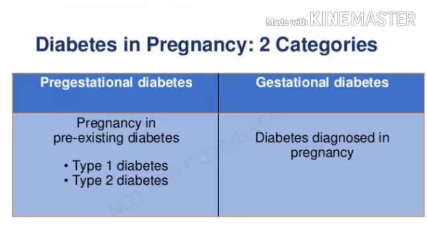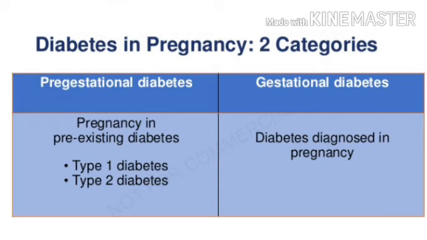Diabetes in pregnancy can be grouped under two categories. One is pre-gestational diabetes and the second one is gestational diabetes. Pre-gestational diabetes means diabetes starts before the pregnancy. Gestational diabetes means diabetes detected or starting during pregnancy. Pre-gestational diabetes is similar to diabetes of the general population. Here there are two types of diabetes mellitus, that is type 1 and type 2 diabetes.